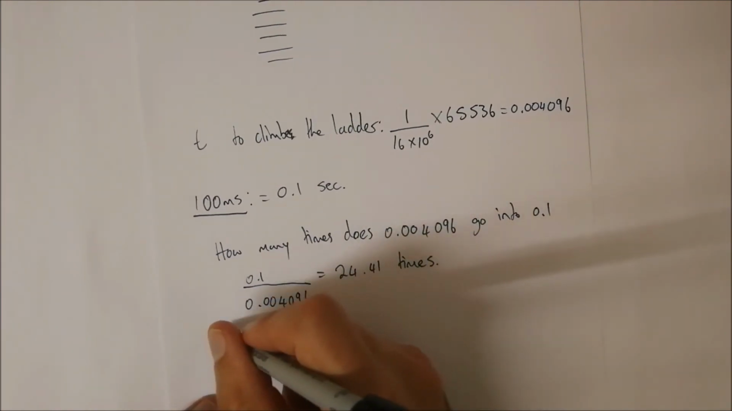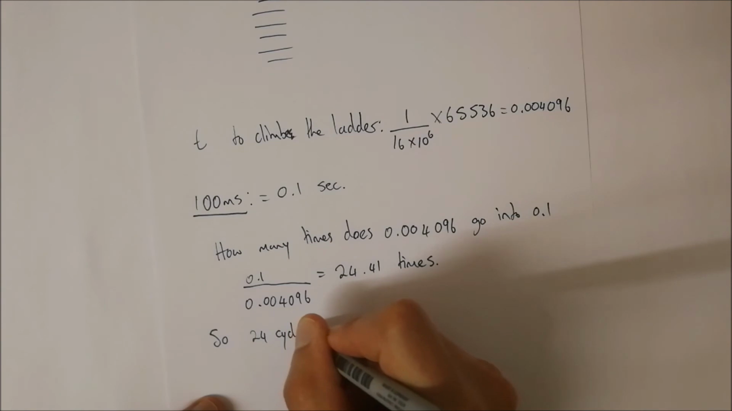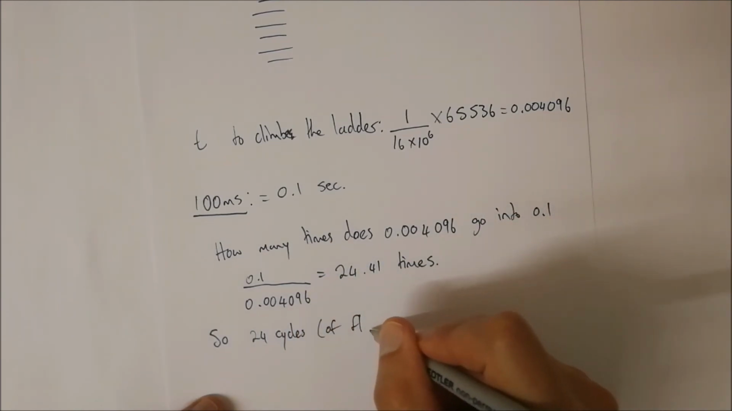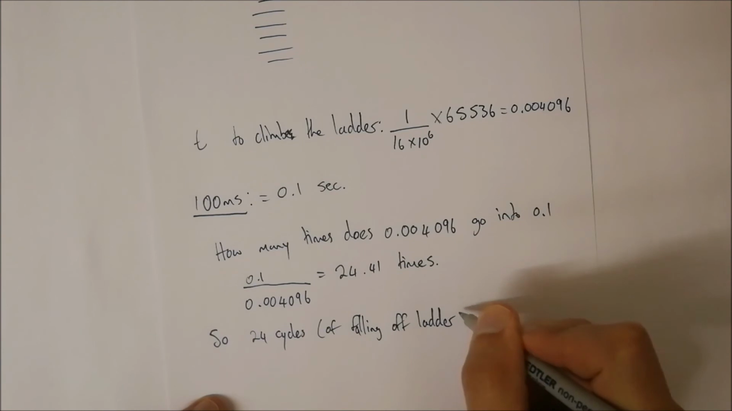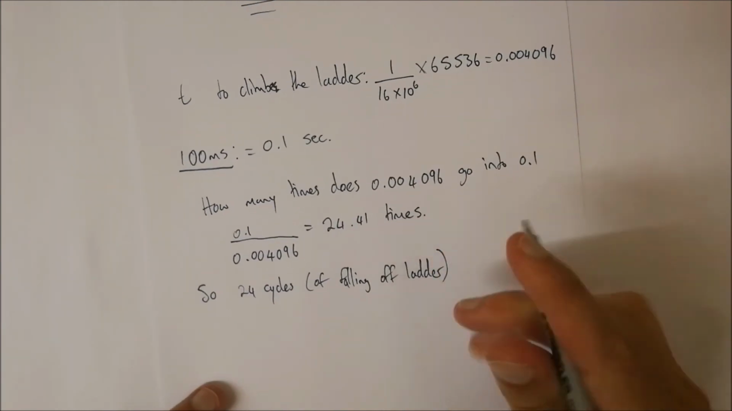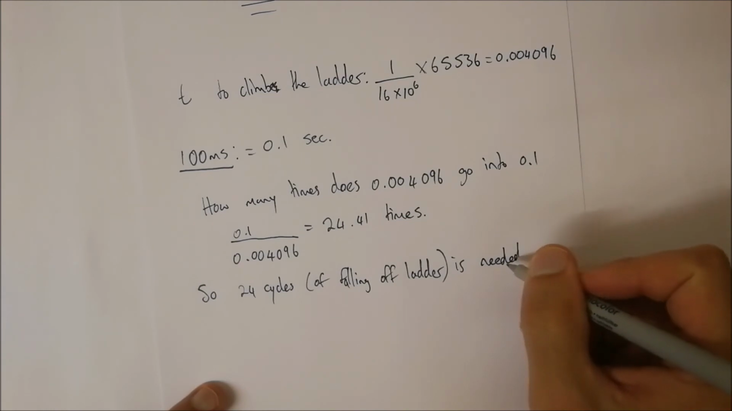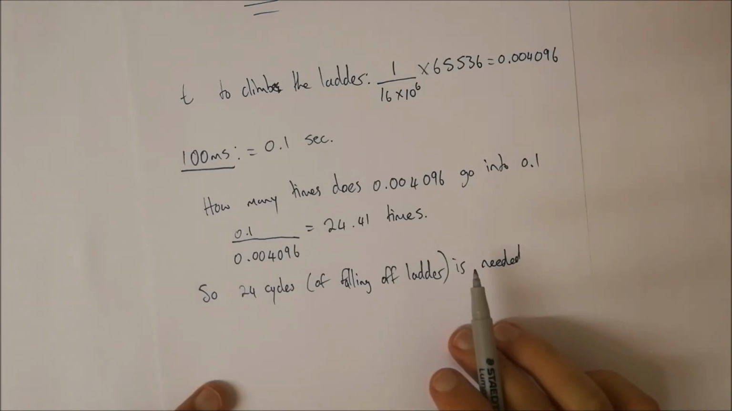So 24 cycles of falling off the ladder is needed for this interval to happen.